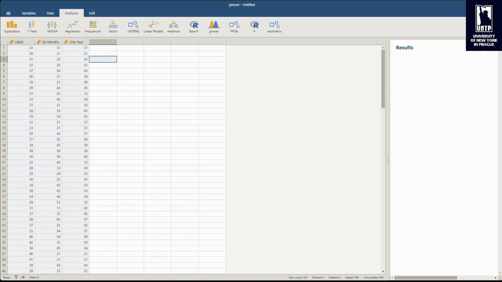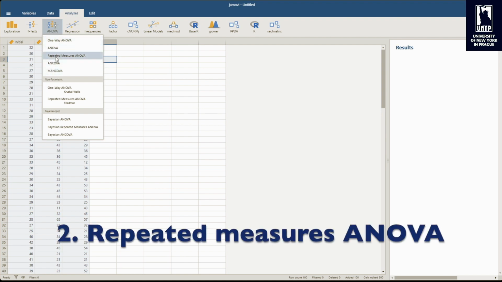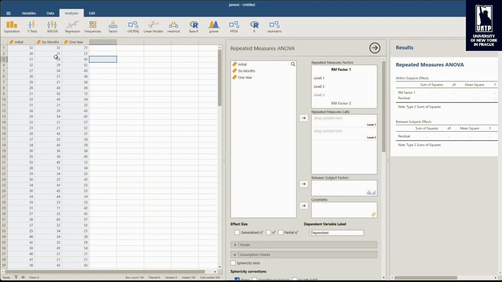So, as usual, we will go into ANOVA, and among these options over here, this time we go into repeated measures ANOVA, in as much as within subjects is analyzing, well, repeated measures indeed: at initial, at a 6 months period, and after a year period. So let us click here. We have a very different look compared to before.